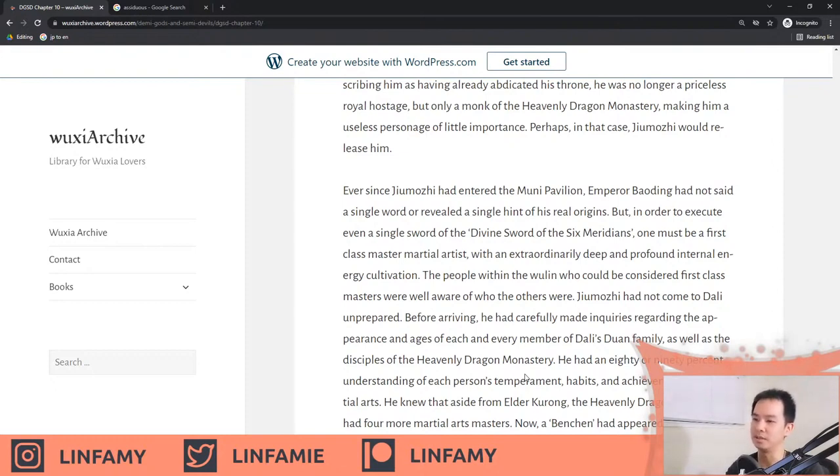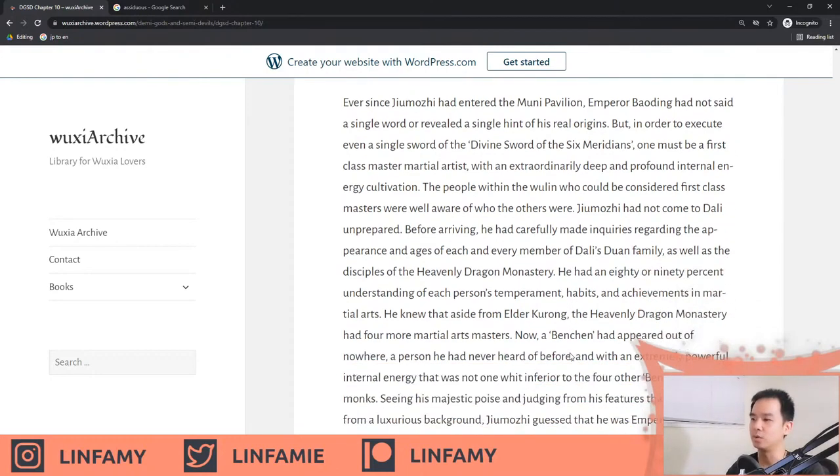Jiumotsu had not come to Dali unprepared. Before arriving, he had carefully made inquiries regarding the appearances and ages of each and every single member of Dali's Duan family, as well as the disciples of the Heavenly Dragon Monastery. He had an 80 or 90% understanding of each person's temperaments, habits, and achievements in martial arts. He knew that aside from Elder Kurong, the Heavenly Dragon Monastery had 4 more martial arts masters.